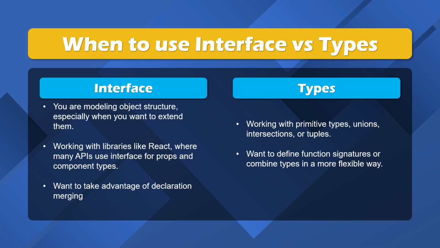That means it's adding some property on top of Person. Now, whenever you're working with libraries like React, where many APIs use interface for props and component types, it makes sense to go with interface. And whenever we want to take advantage of declaration merging. When we should be using types, you can work with primitive types, unions, intersections, or definitely when dealing with tuples. And whenever we want to define function signatures, as you saw for the greeting function, we defined a signature, the call pattern that this function has to be called this way and return an appropriate response. And we can combine types in a more flexible way.